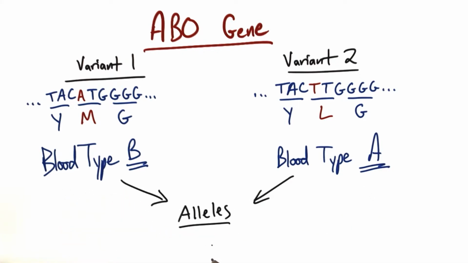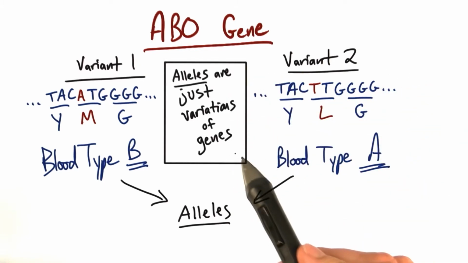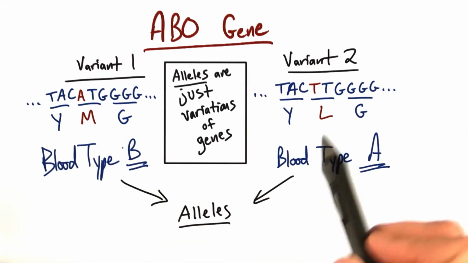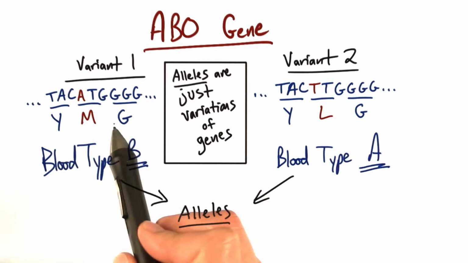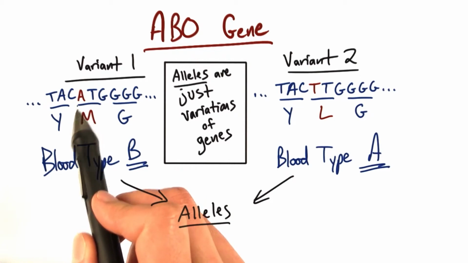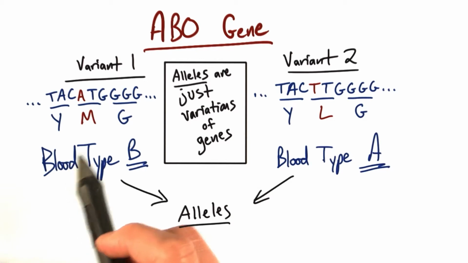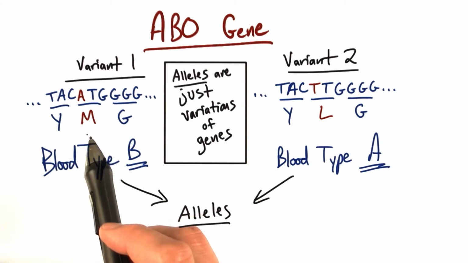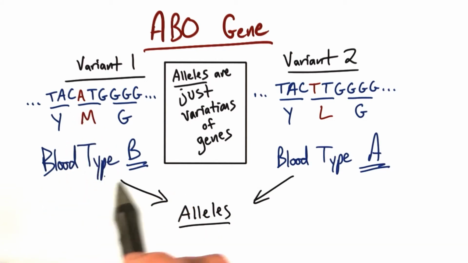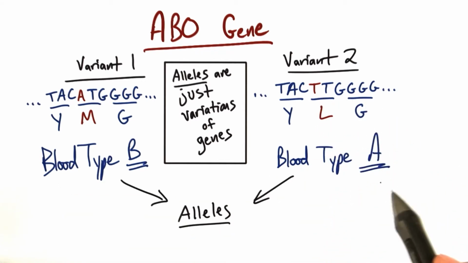But in genetics, we actually have a word to describe these kinds of variants. We call them alleles. An allele is just another word for variant. Alleles are just variations of genes. The gene is the ABO gene, but we have two different variants. We have one variant with an adenine or an A at position 796 and another variant with a thymine or T at position 796. So we would call this an allele with an A that causes B blood type and an allele T that causes the A blood type.